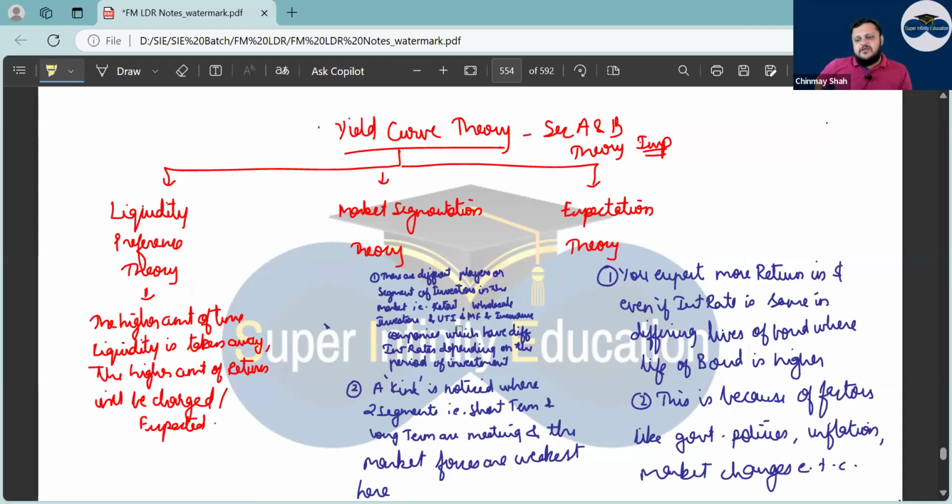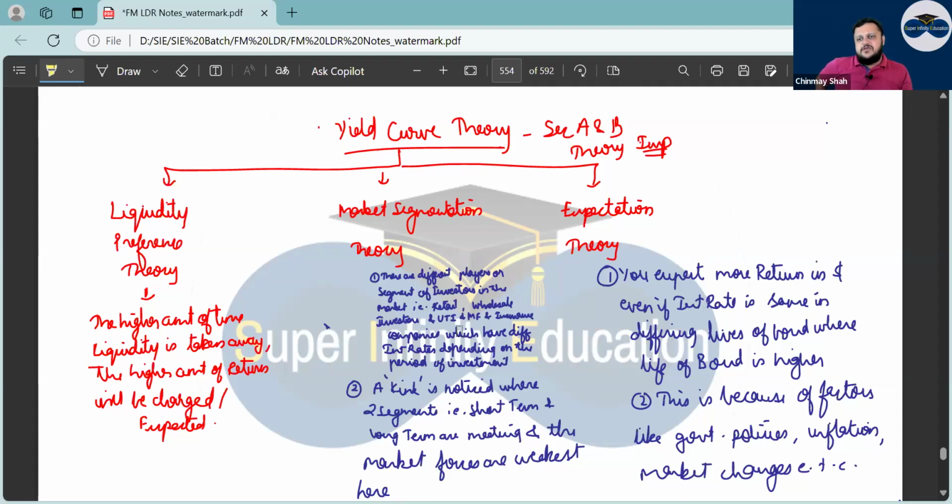Market segmentation theory: there are different players or segments of investors in the market: retail investors, wholesale investors, and UTI, mutual funds, and insurance companies. These are three different segments. A kink is noticed where a retail investor tries to go wholesale and a wholesale investor starts. There is a kink there because market forces are weakened there. We catch that. An MCQ of this part has been asked a lot of times in exams.